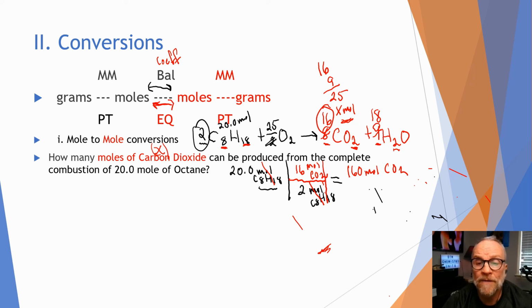All right, so let's think about that number for a minute. We've got 20.0, so there are 3 significant figures. Our answer here as written just has 2 significant figures. So we are going to have to write that in scientific notation to get our 3 significant figures. So it would be 1.60 times 10 to the second moles of carbon dioxide. All right. Very good. Very good.